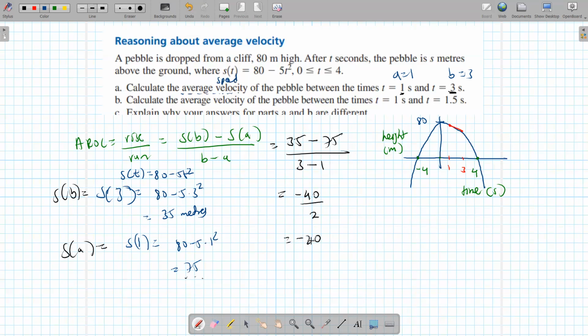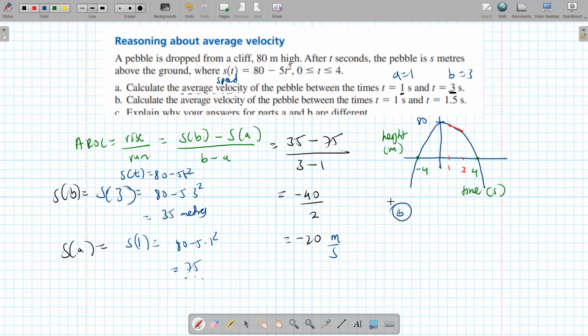So what this number tells us is that between 1 and 3 seconds, the pebble was dropping at a speed of 20 meters per second. Okay? So this is the speed of the pebble in that time period. And that's the whole question.